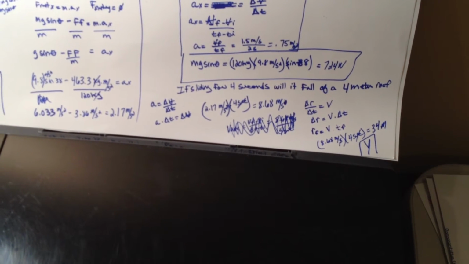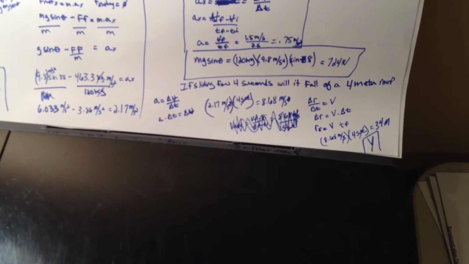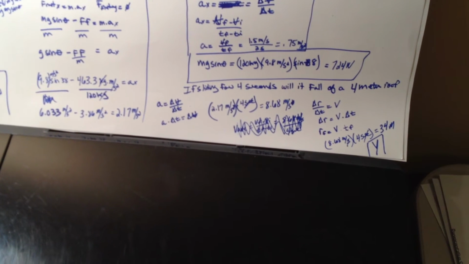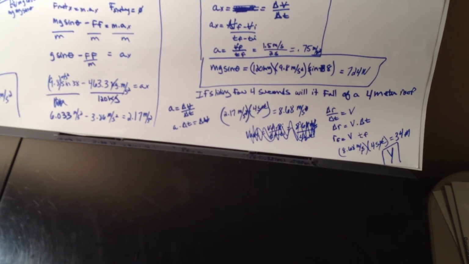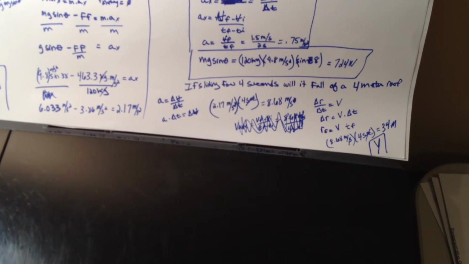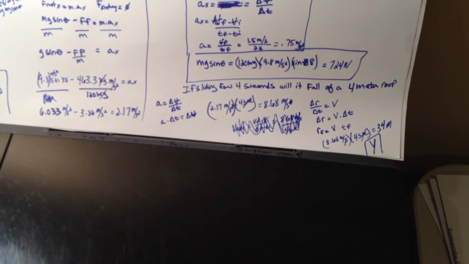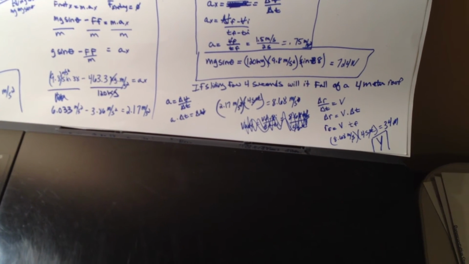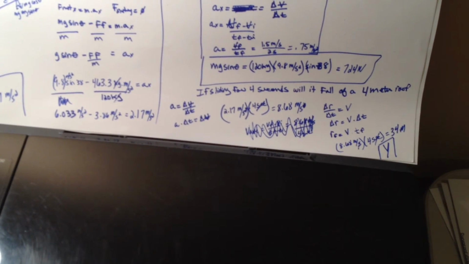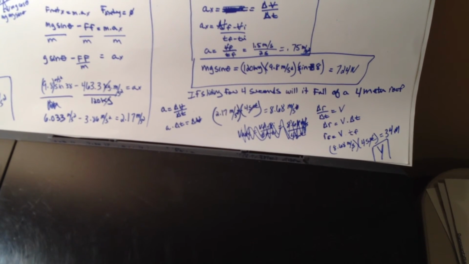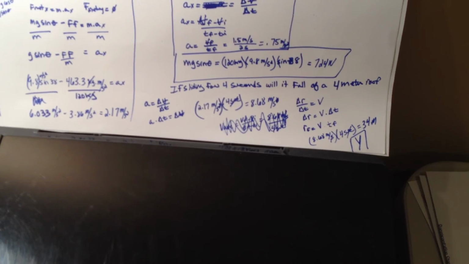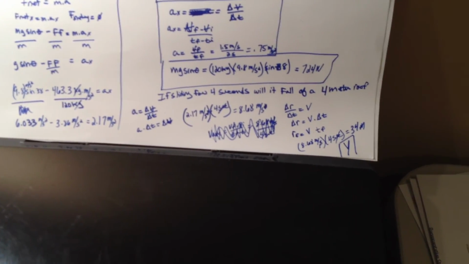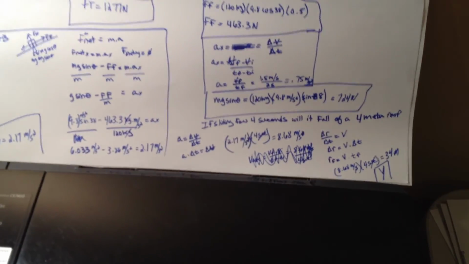Then we know that change in r over change in time is equal to velocity. So change in r is equal to velocity times the change in time. Plugging in our numbers, in that amount of time it would go about 34 meters. So yes, it would slide off the roof.